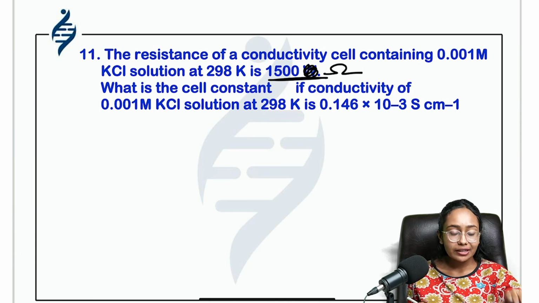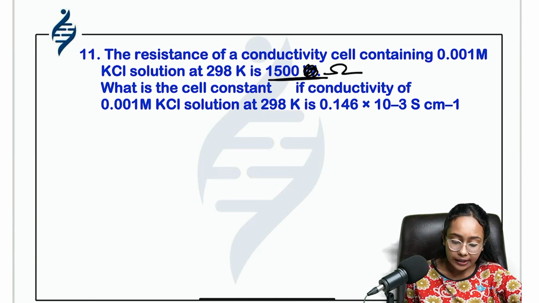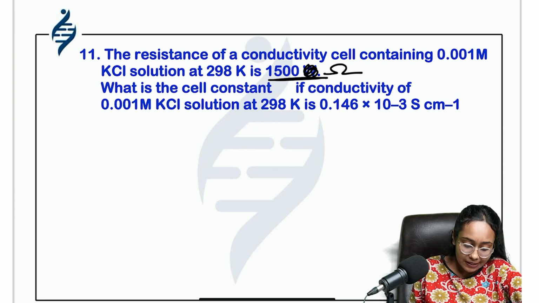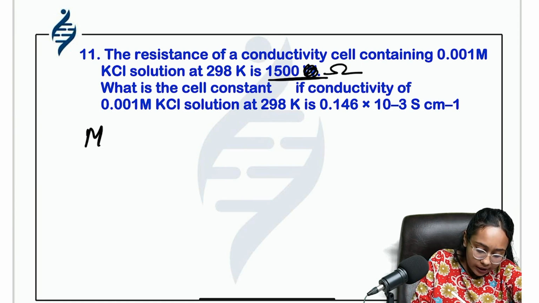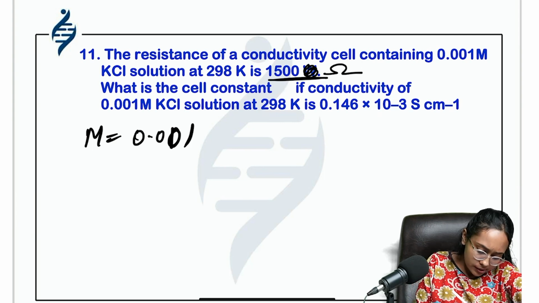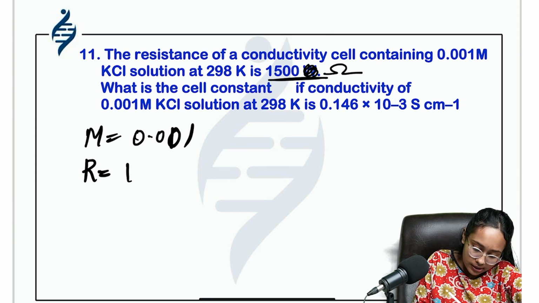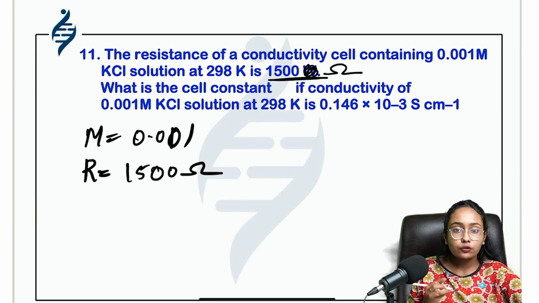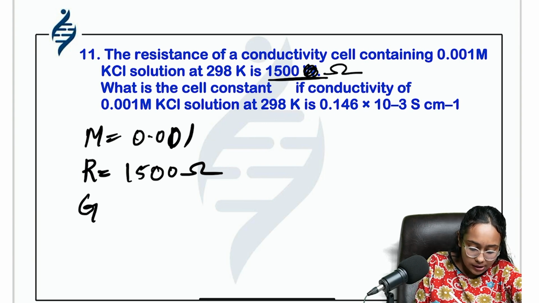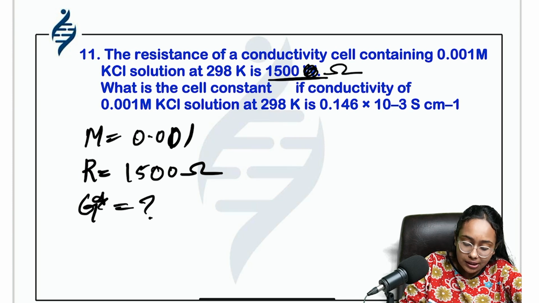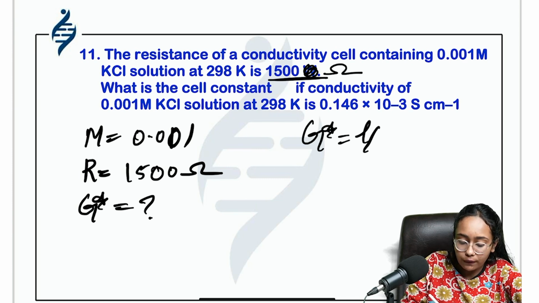Moving on to the 11th question. The resistance of a conductivity cell containing 0.01 molar KCl solution. So the molarity is given here, 0.001, and the resistance R is given here as 1500 ohms. What is the cell constant? We are asked to find out the cell constant G star. So we know what is cell constant, right? Cell constant G star equal to the ratio of length and area.